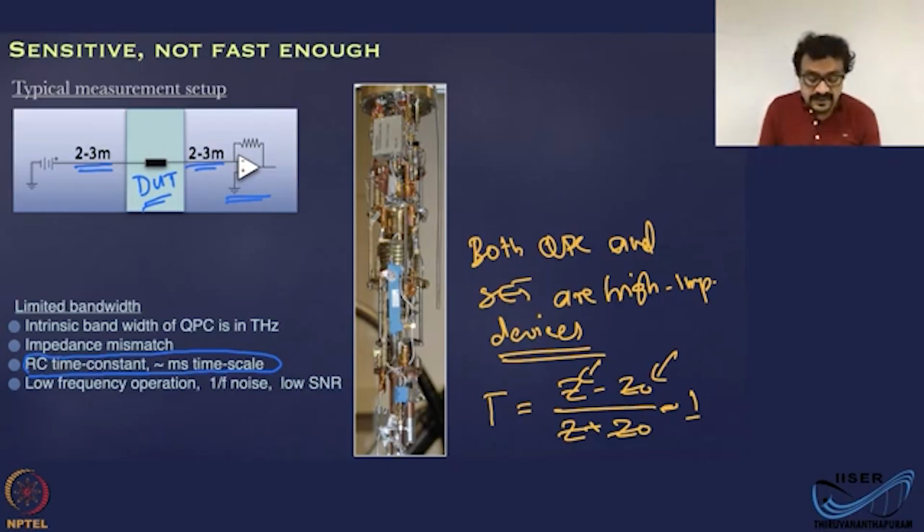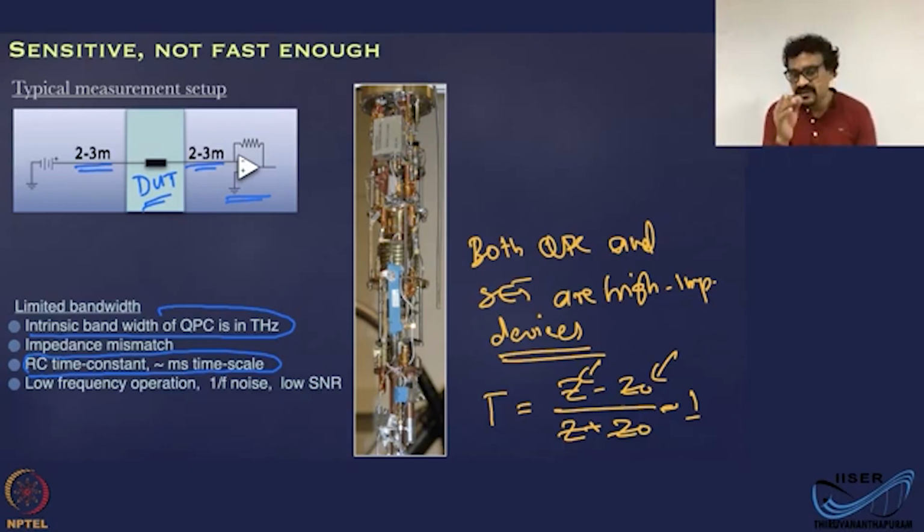These are basically an issue, but if you look carefully, the intrinsic bandwidth of the device is really fast. The QPC has a really high intrinsic bandwidth. It can actually respond up to the terahertz range. So mostly you are limited by your measurement circuitry, not by the device bandwidth.